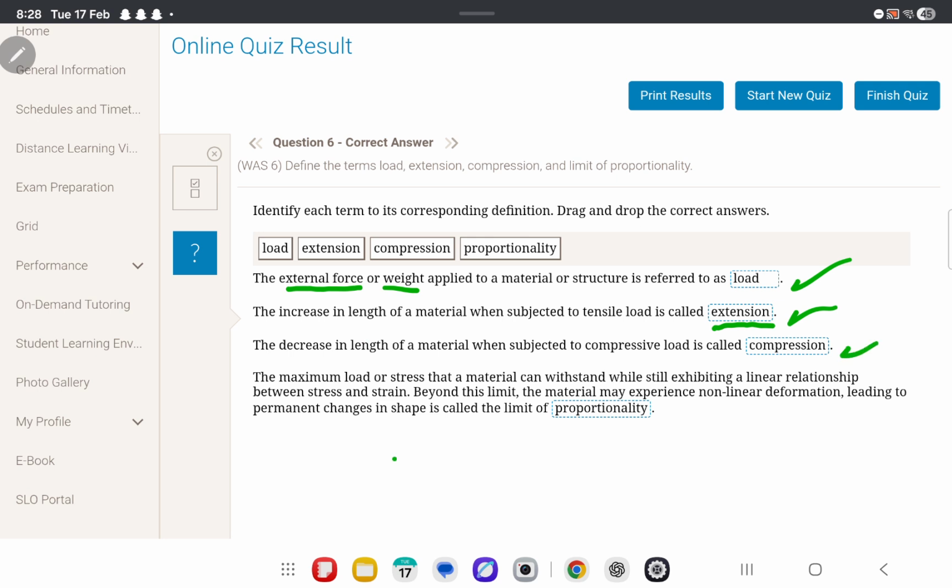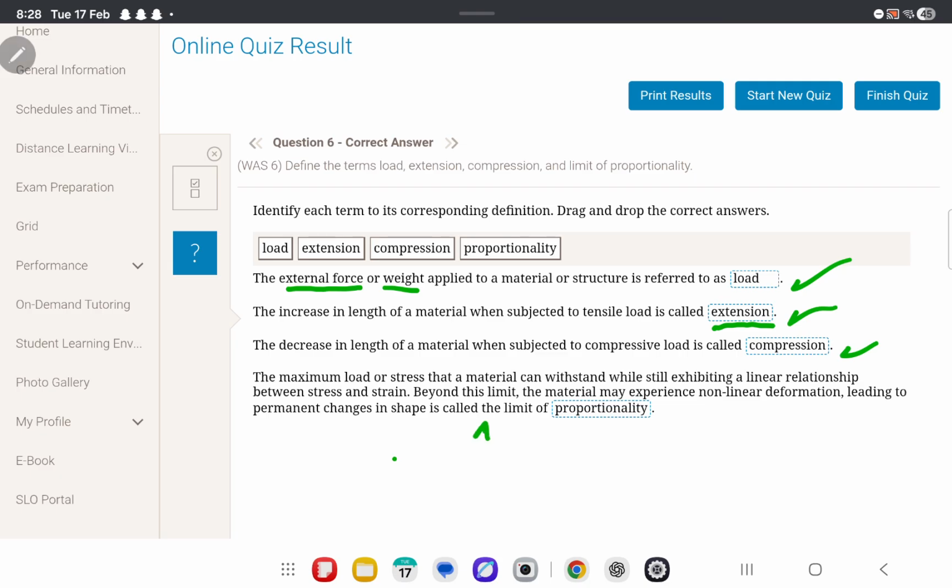Now, the maximum load or stress that a material can withstand while still exhibiting a linear relationship between stress and strain. Oh, what? This isn't a sentence. Why are you ending the sentence here? There's nothing that you're telling me. This is incomplete. Whatever. Beyond this limit, the material may experience nonlinear deformation, leading to permanent changes in its shape, called the limit of proportionality.